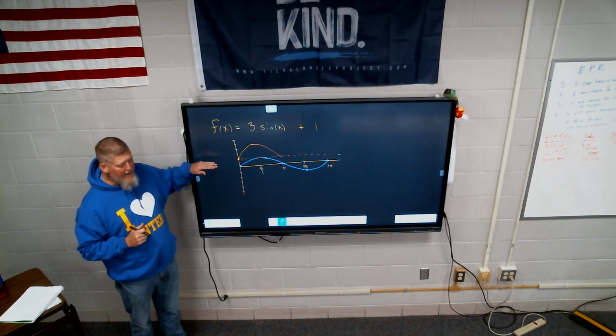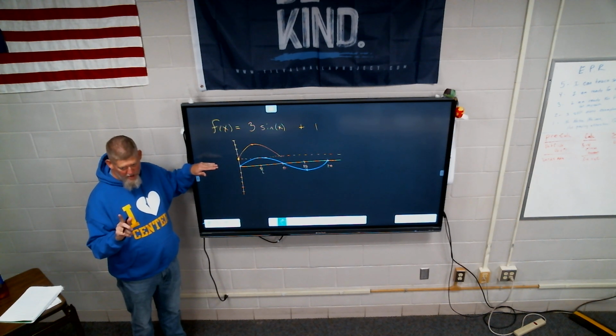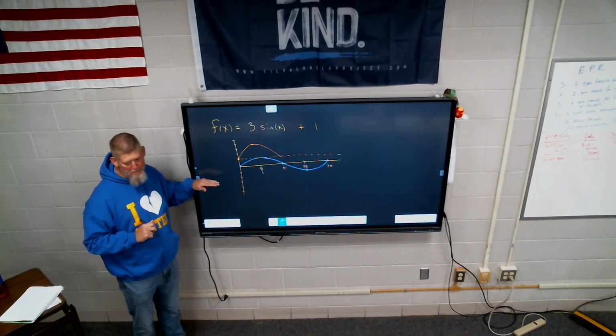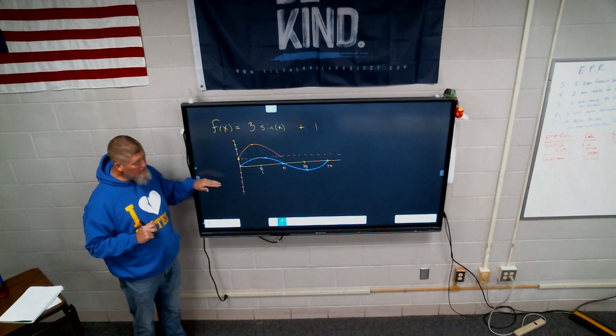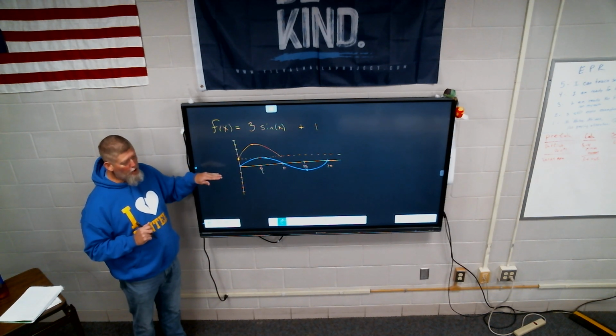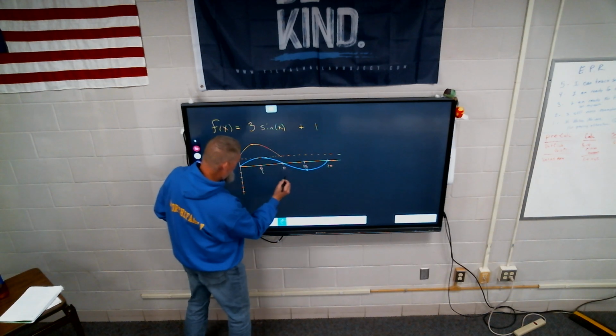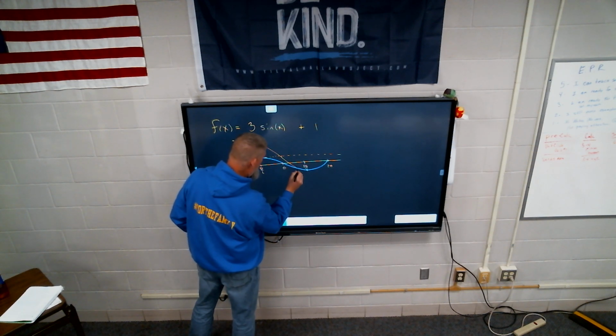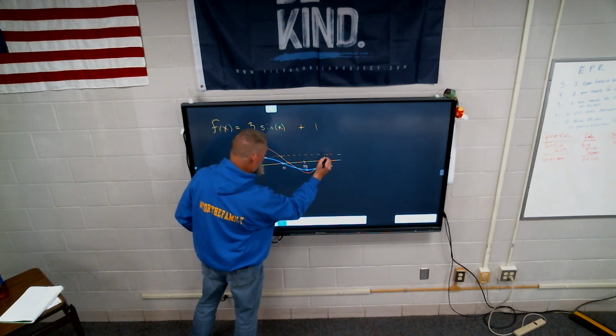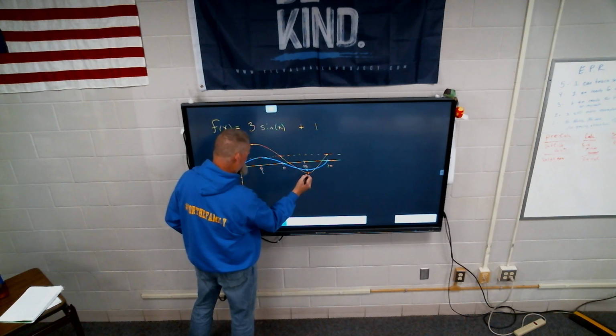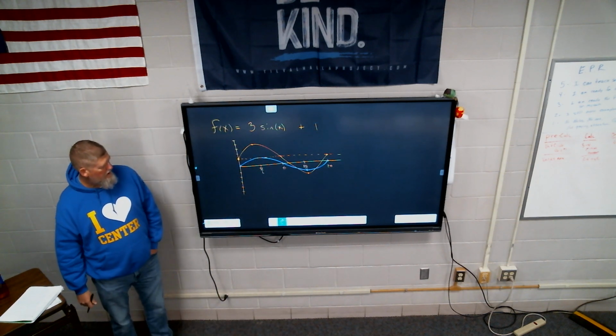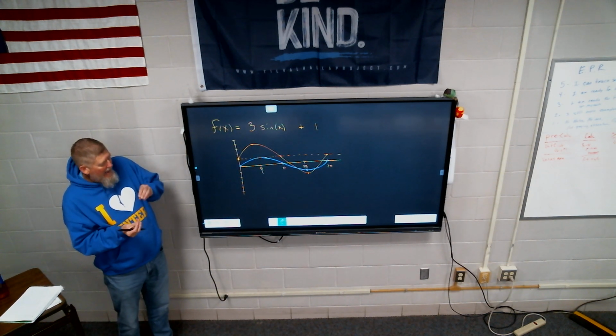That's my midline. Now, listen to my question, what value will the minimum be at? Negative 2, because I'm at 1, and now I'm going to go down 3. So it's down here at negative 2. And that's what my new graph looks like. So it's shifted up, and it's stretched.